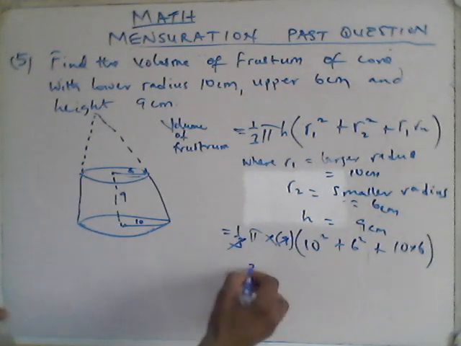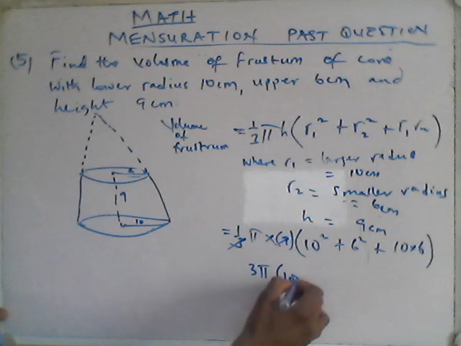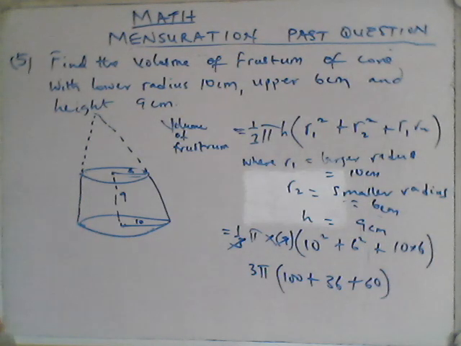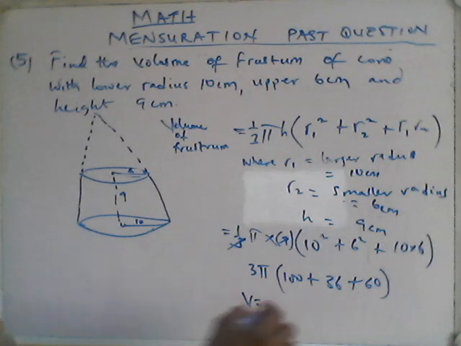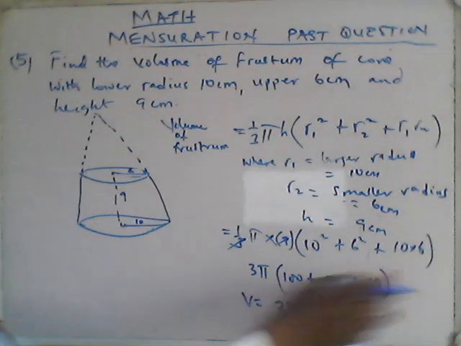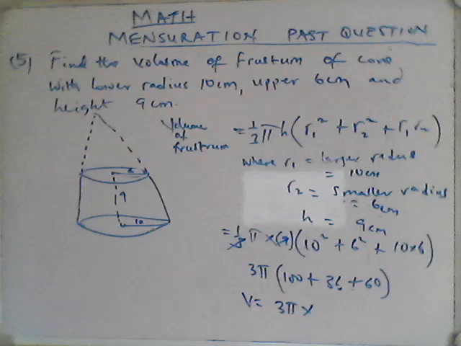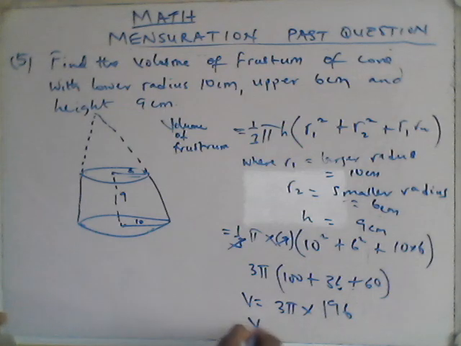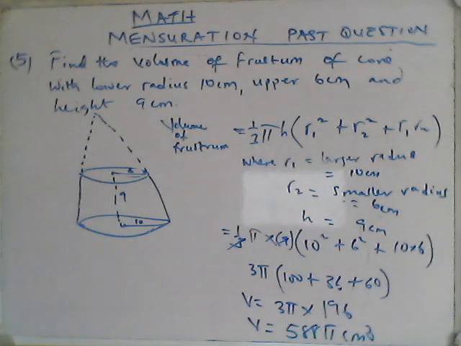The 3 will cancel the 9. I have 3 pi, open bracket, 100 plus 36 plus 60. When I sum all this, I'll be getting 196, and the volume expressed in terms of pi will be 588 pi cm cube. So this is how to go about it.